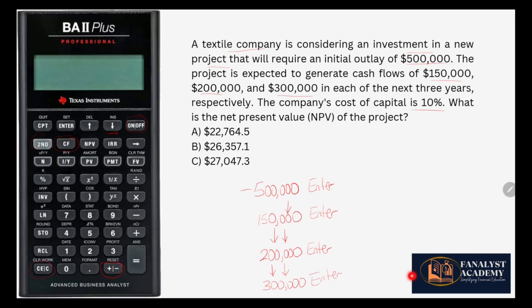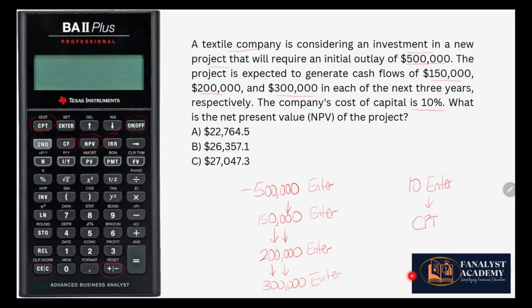So we are done inputting the figures in the calculator. So the next thing we are going to do is to press NPV. So this is NPV. Once we press NPV, we need to put our cost of capital, which is I. So we are going to type 10. We'll press enter. Once we have done that, we'll press arrow down. On pressing arrow down, we see NPV. We'll press compute. So this is compute in the calculator.